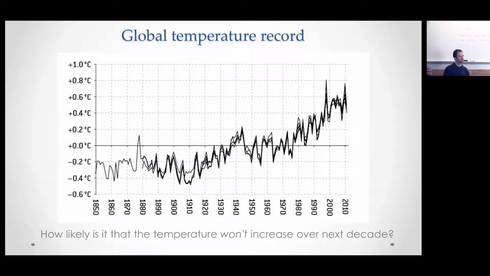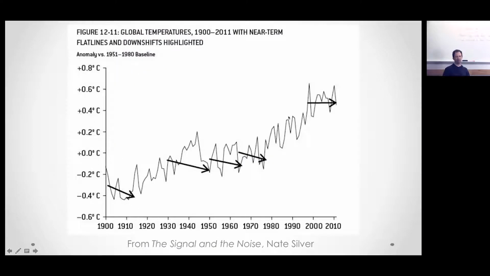What's that? Every decade is so. Well, some decades are going up, right? There's a general upward trend, right? So that's going up, that's going up. But this is a flat decade, that's a flat decade, that's a flat decade, that's a flat decade. So what he did is he said, okay, well, how often do we see a flat or decreasing decade just from that data?